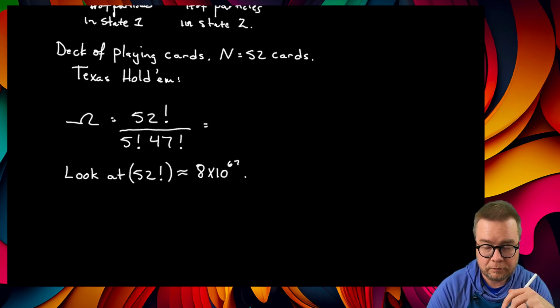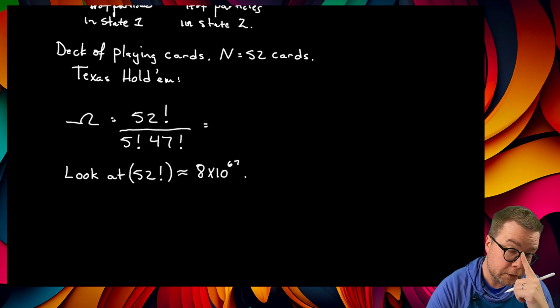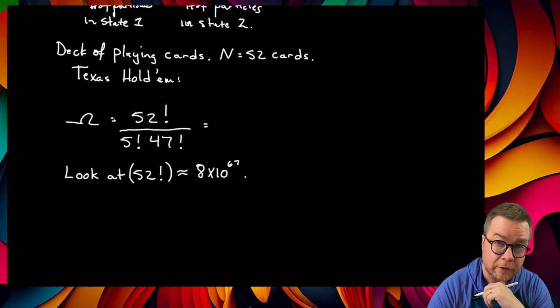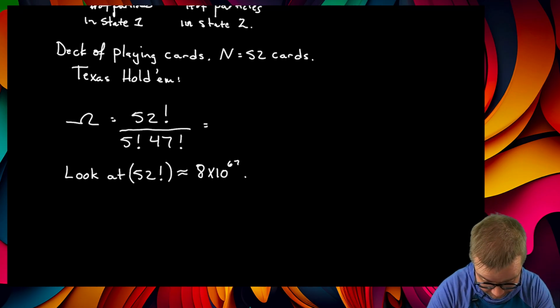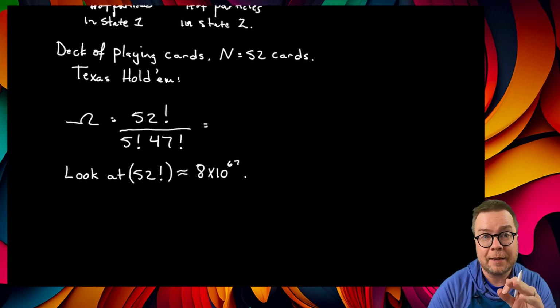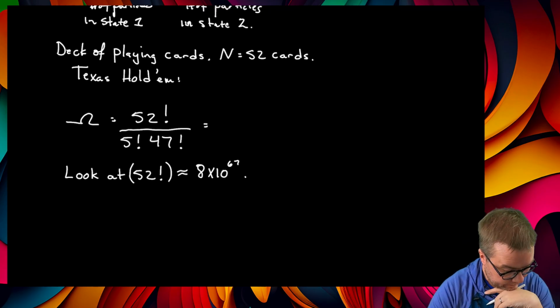Is that big or small? Well, it's kind of big. It's like 10 to the 67. No, that's ridiculously huge, okay? And this is 52 factorial. Imagine Avogadro's number factorial. My brain cannot process something that large. How big is this? Let me give you some examples of how big this number is, right?